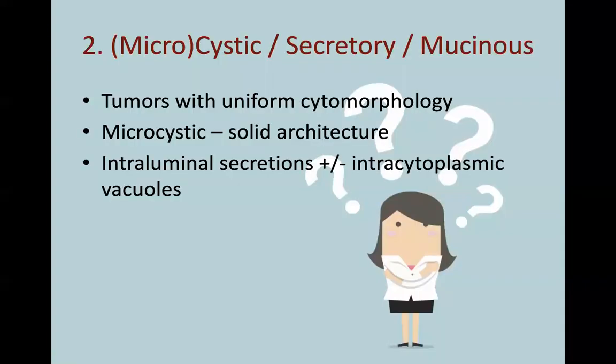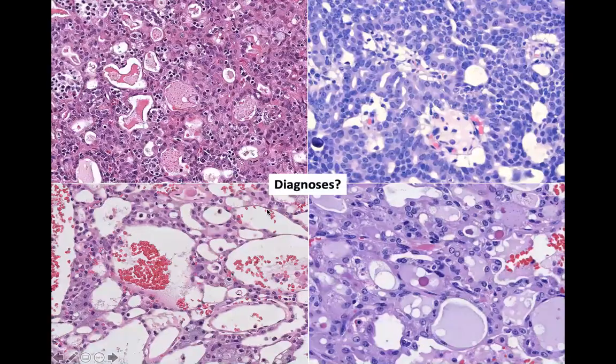All right, so moving on to the microcystic, secretory, and mucinous. These tend to be tumors with uniform cytomorphology, having cystic to solid architecture, sometimes having intraluminal or intracytoplasmic vacuoles or secretions. So again, four different tumors, but very similar. Does anybody see any clues in any of these that might help them in their differential diagnosis? This is a tough one.